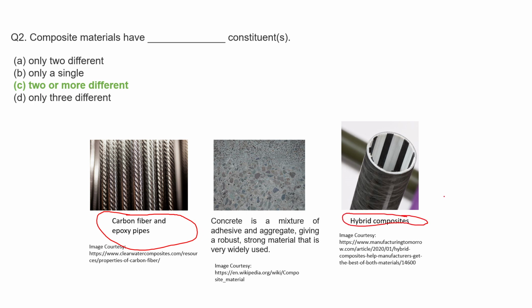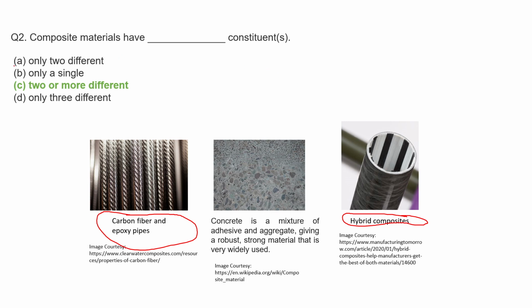Hybrid composite, like in this case there was carbon fiber and epoxy, only two components. Here they have the matrix, which can be epoxy or polyester or any polymer, and the reinforcement is this white part and black part. Mostly this black part is your carbon fiber and the white part is glass fiber. So here there are two different types of reinforcements and a single matrix. That shows there are more than two, that is three constituents here.